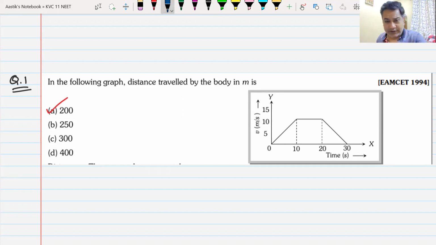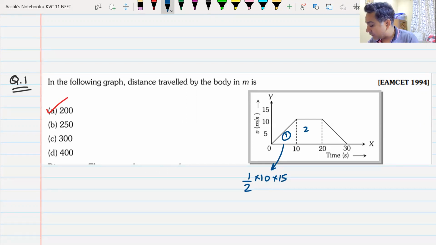So you just need to find out the areas. What is the area of this one? Area of this one is half into base. Base is 10 into height. Height is 15. Half into 10 into 15. Then you can find the area of this two. This is simple. Length into breadth.